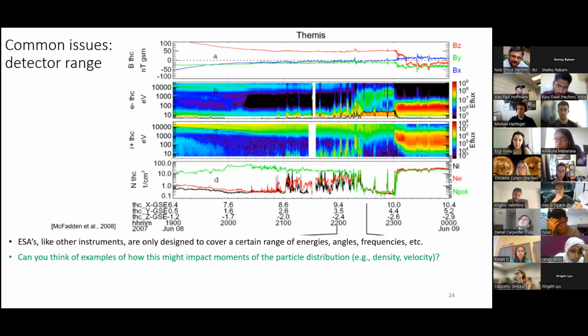So what happens is you have other techniques on the Themis spacecraft. For example, you can infer density from spacecraft potential, and that works pretty well in the plasmasphere. That's what this green line is showing you here. And you can see it's much larger than the densities measured from the ESA electron and ion moments. Later on in this example interval, the two numbers get closer to each other and eventually they match.